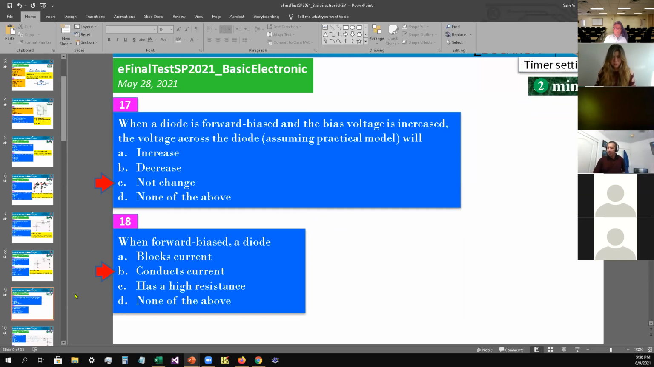Number 18, when forward biased, a diode... When it's forward biased, it conducts. Therefore, the answer is B, as in conduct current. B as in boy for number 18.